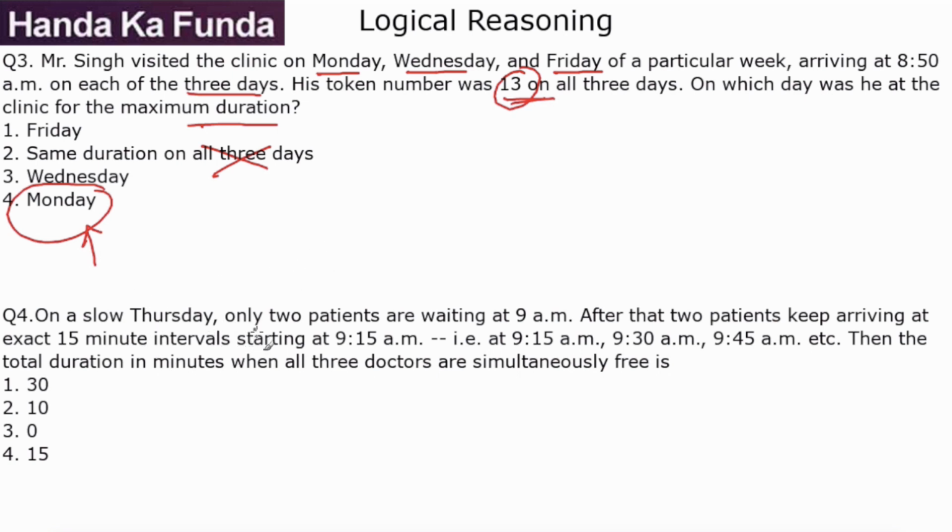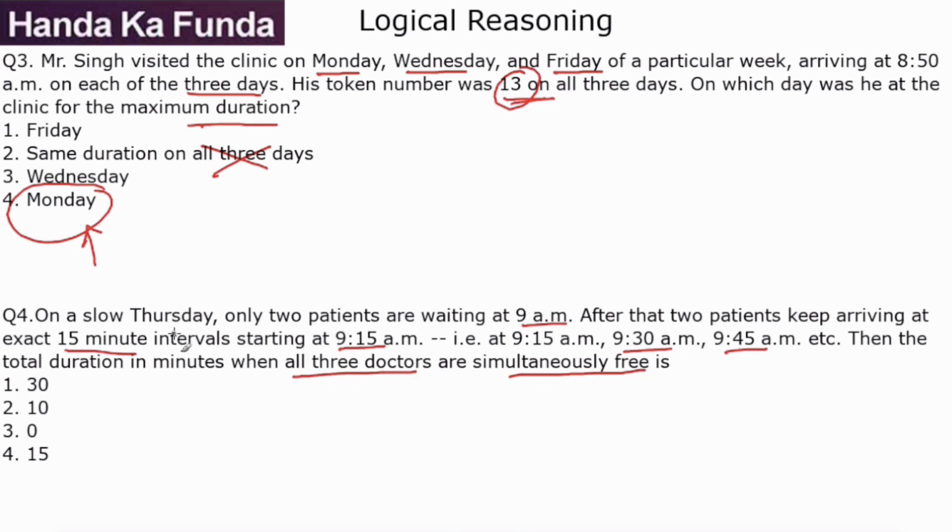On a slow Thursday, only 2 patients are waiting at 9 a.m. After that, 2 patients keep arriving at exact 15 minutes interval, starting at 9:15, then 9:30, then 9:45, and so on. Then the total duration in minutes when all 3 doctors are simultaneously free.